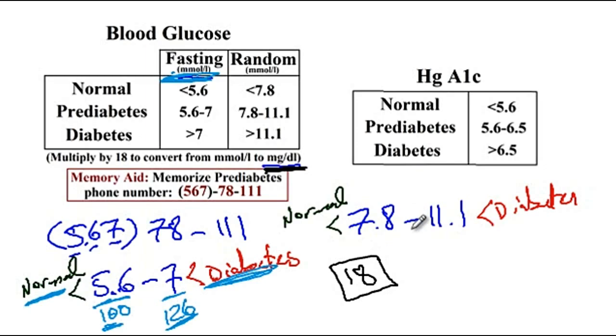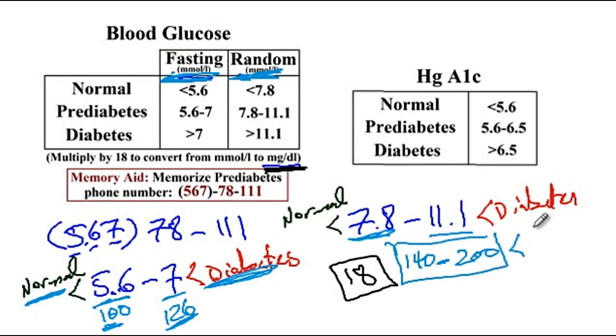Likewise, for the random blood sugar, multiply these numbers by 18. So 7.8 times 18 will give you 140, while 11.1 times 18 will give you 200. So values for the random blood sugar that fall between 140 to 200 are considered pre-diabetes, more than 200 is considered diabetes, and less than 140 is considered normal.